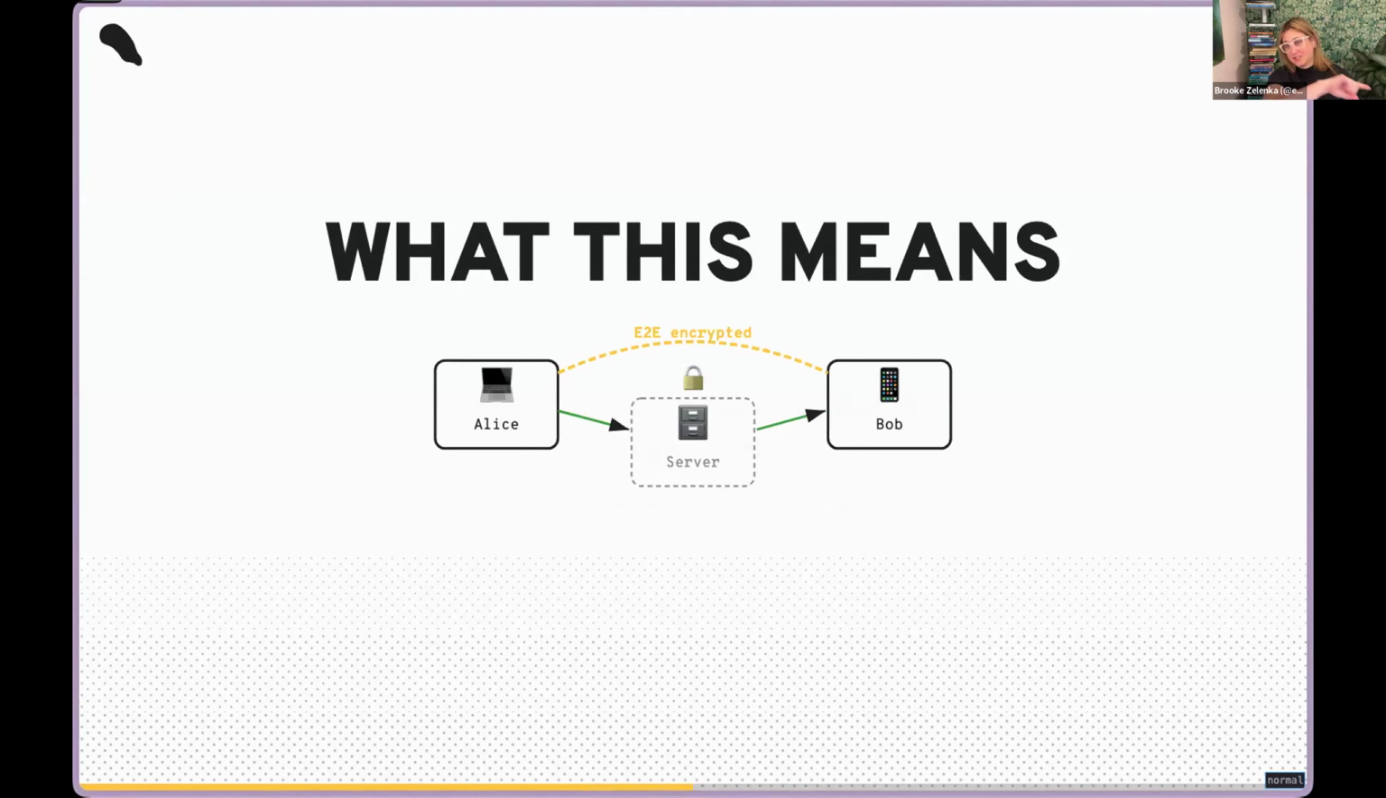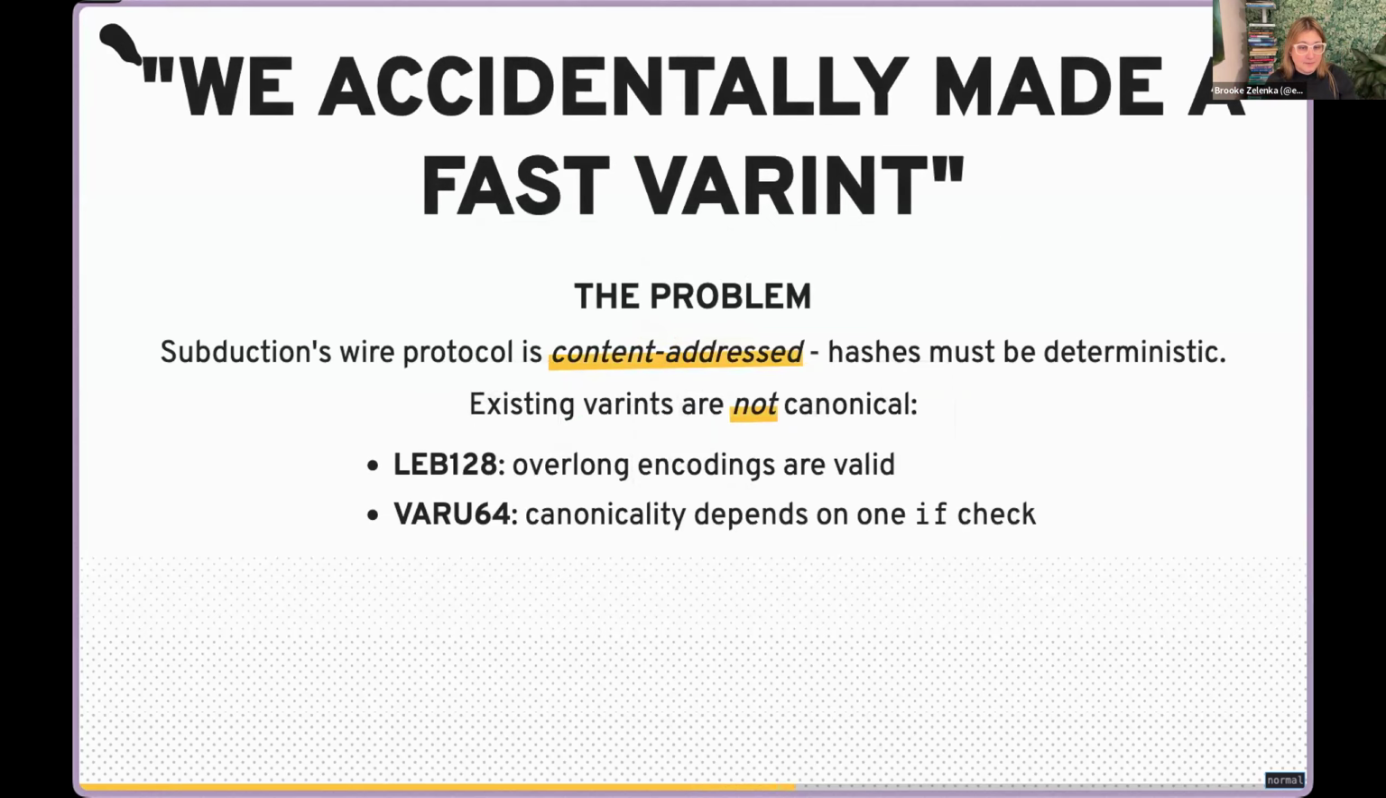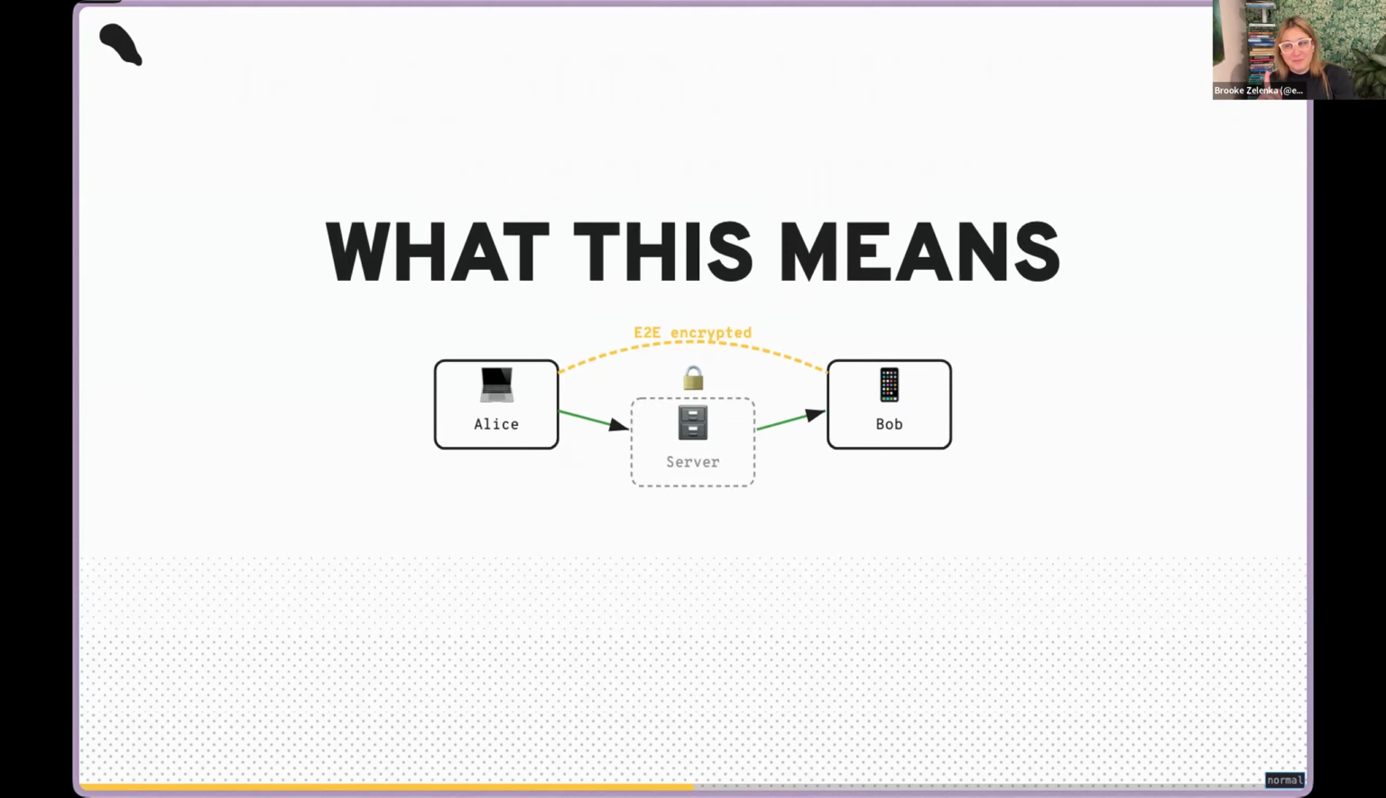I just talked about this. So this gives us end-to-end encryption. The server doesn't have to read anything. It can store and forward data, and doesn't have to look on the inside. So you can encrypt stuff end to end, just like how you would encrypt stuff with Signal or any of these other systems. I'll get to the fast varnish in a second.